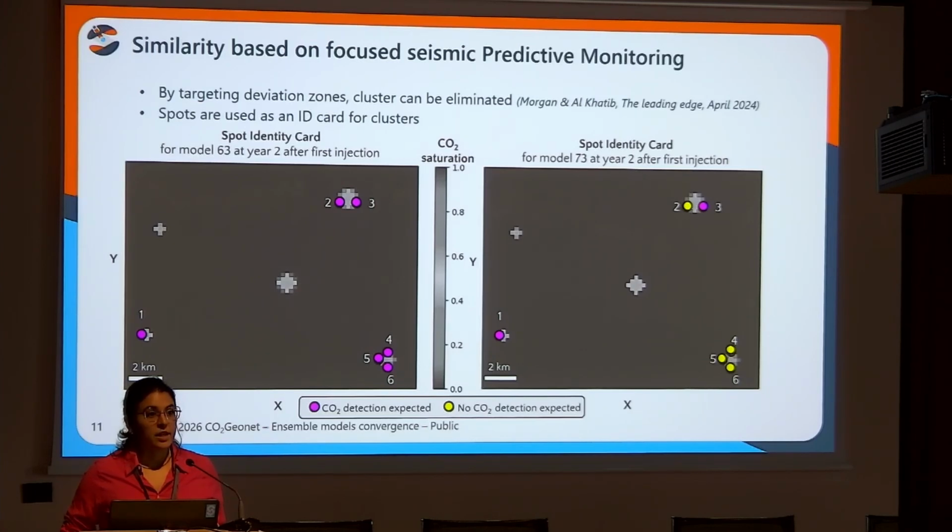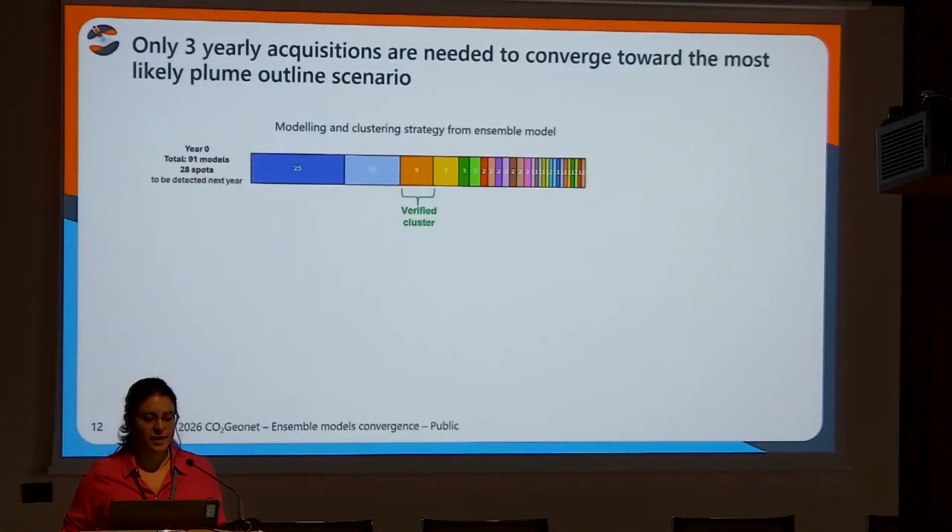So let's see, with the 91 models, the clustering we end up with. From 91 models, we do this clustering automatically, and we end up with 28 clusters and 28 spot locations for the first year of injection. You can see that we have the biggest cluster with 25 models in it, and then 15 models, and so on. Then, on the synthetic use case, we will simulate spot seismic acquisition.